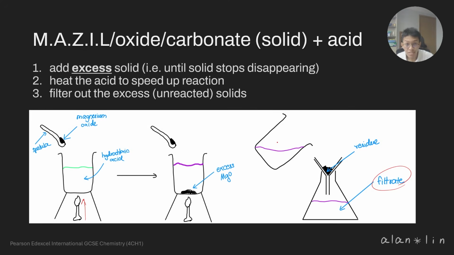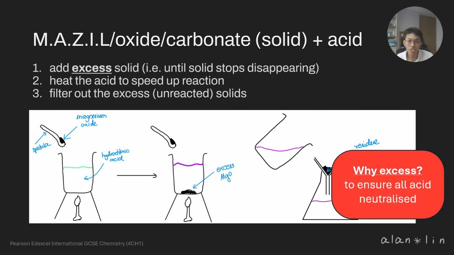If it's any other type of cation in the final salt, we are going to be using the solid plus acid reaction, and what we're going to be doing is adding an excess of solid. This solid could be the MAZIL metal or the metal oxide or the metal carbonate, added to the acid, and the acid is going to be heated in order to speed up the reaction. Once we have added an excess of the solid, we are going to filter it out so that in the filtrate we get a pure salt solution.